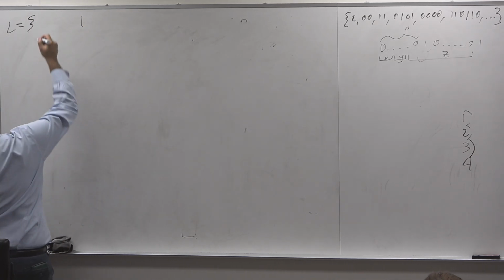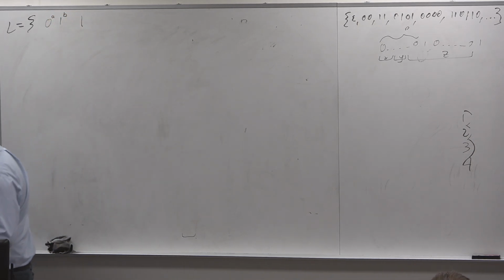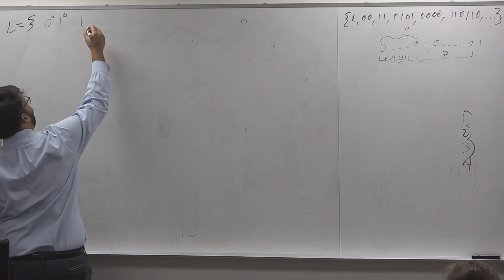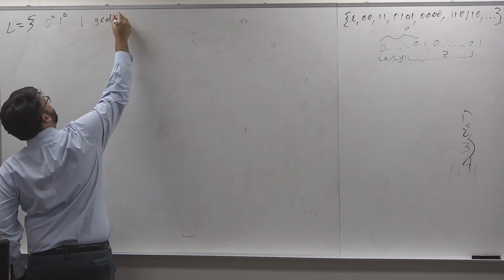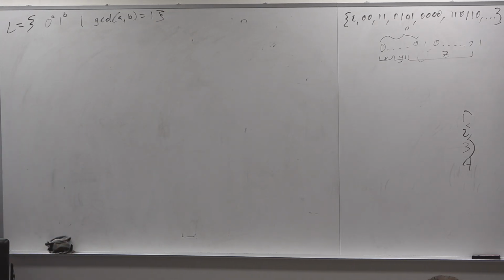Let's do 0 to the A, 1 to the B, such that A and B are relatively prime. We all recall what that means, relatively prime numbers, 2050 level stuff. They share no common divisors except one. Challenging string: we somehow need a string in the language, such that A and B have to be relatively prime, but when we perturb them, somehow they will no longer be relatively prime.